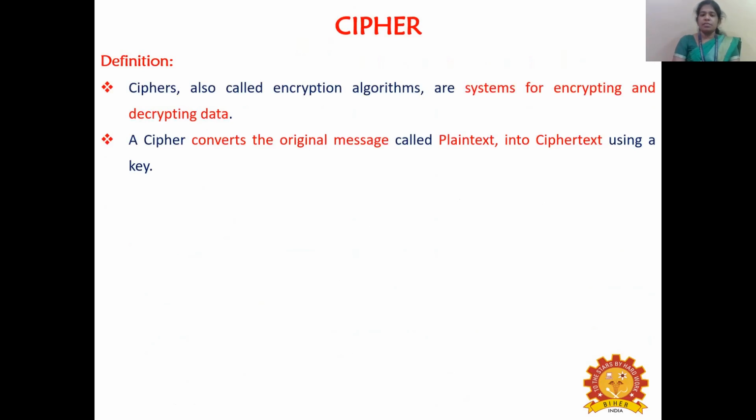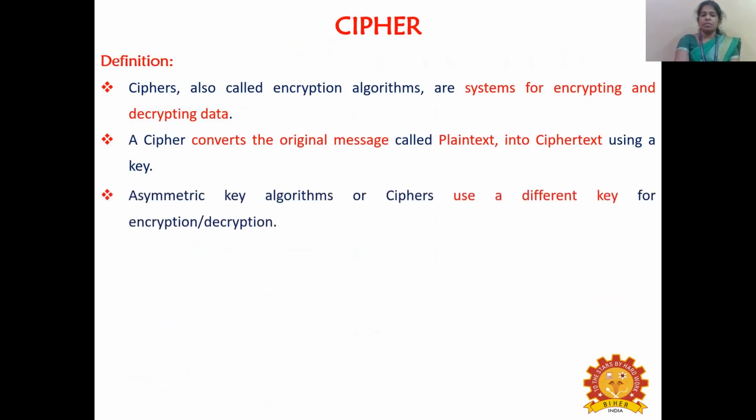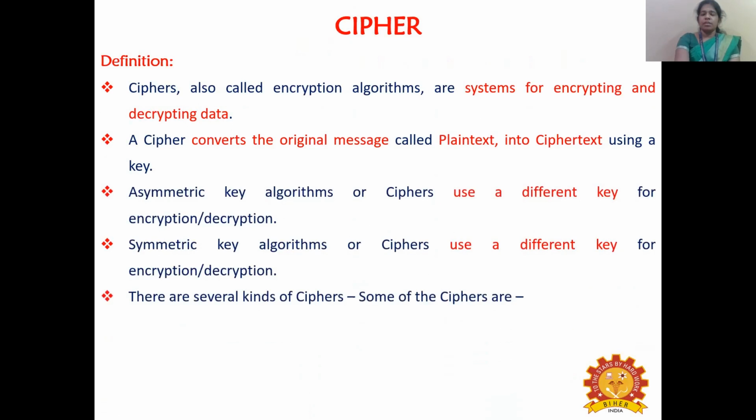First, we will see the definition for cipher. Cipher, also called encryption algorithms or system for encrypting and decrypting the data. Here we are performing two operations: one is encryption and another one is decryption. The cipher converts the original message called plaintext into ciphertext using a key. So using a key only, we are going to convert the original message into a ciphertext and ciphertext to a plaintext.